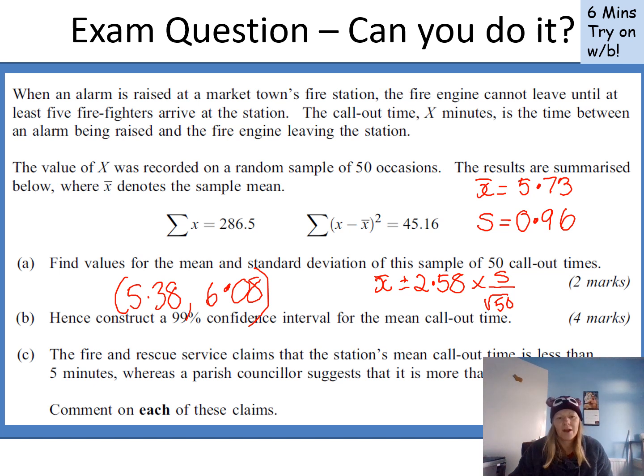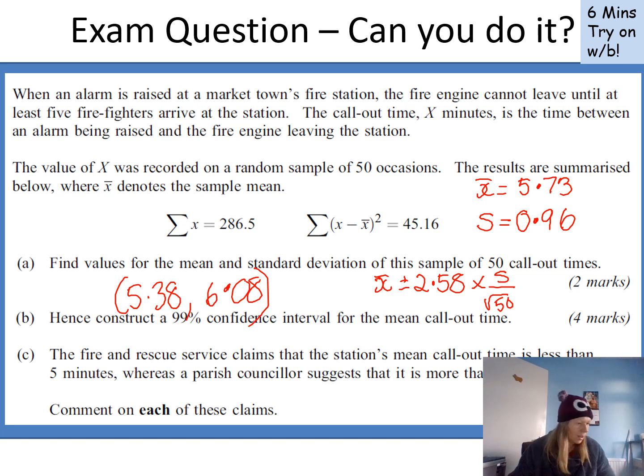Part C said the fire and rescue service claimed that the station mean call out was less than 5 minutes. Well, they're liars, because this isn't less, 5's not in there. There's nothing less than 5. That's not true.